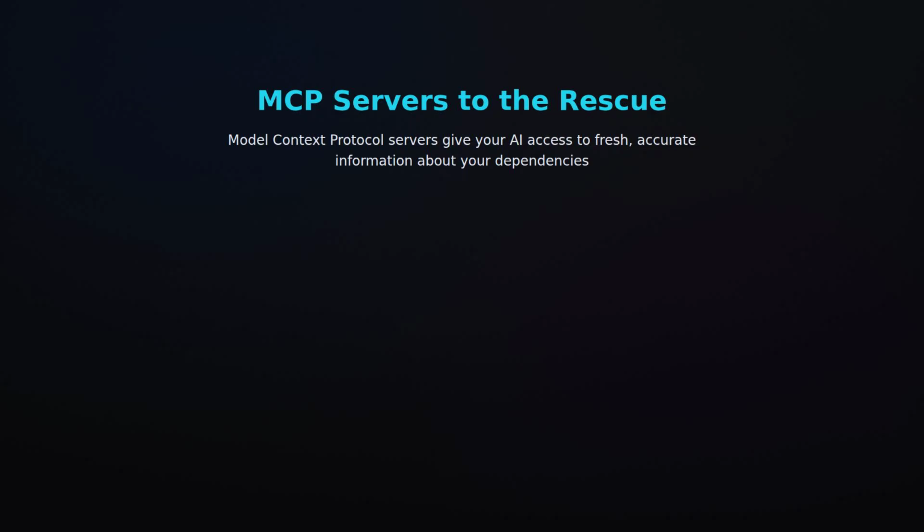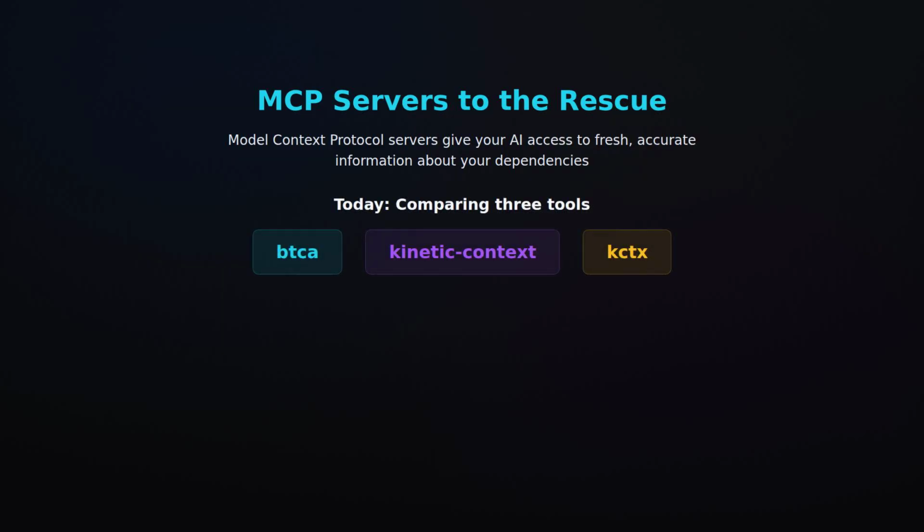These are MCP servers, which stands for Model Context Protocol, and they are designed to give AI agents access to fresh, accurate information about your dependencies, instead of relying on what the AI happened to learn during training. These tools let your AI ask questions and get answers based on the actual source code of the libraries you are using. Today, I want to compare 3 of the most interesting options in this space.